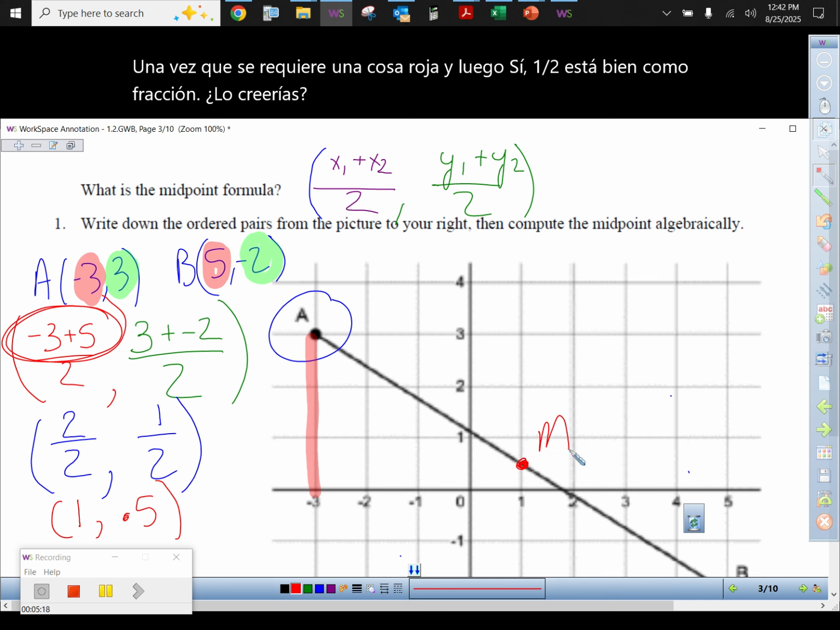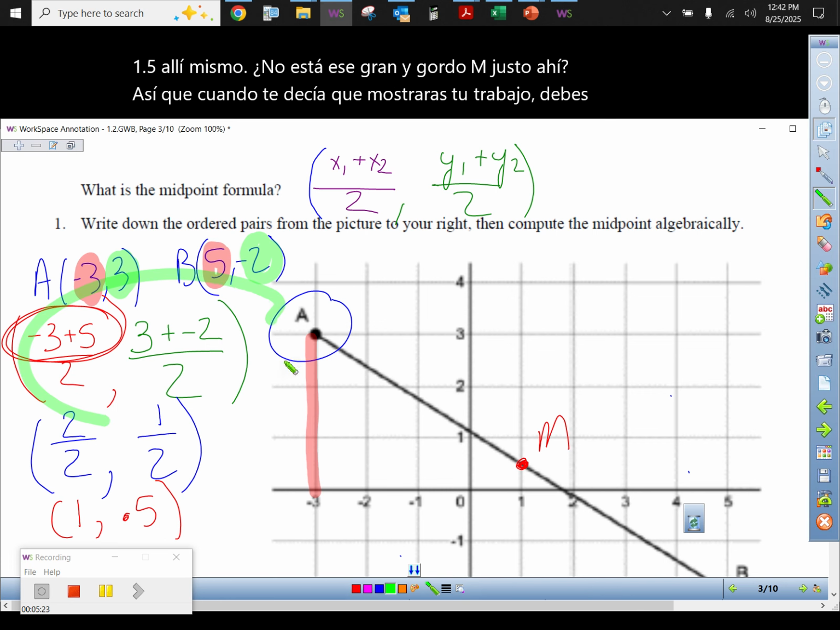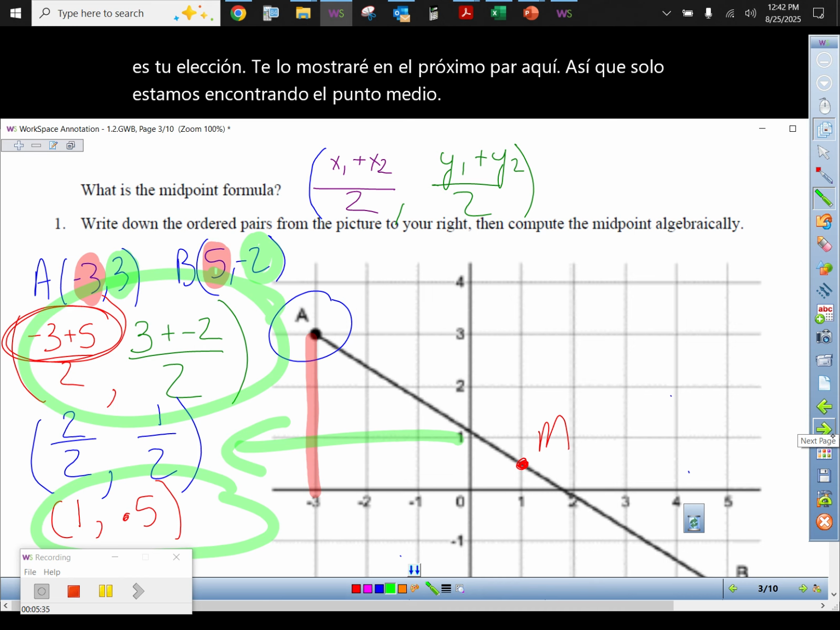So when I was telling you to show work, you must have this and you must have this. If you wanted to leave out that spot in the middle, that's your choice. I'll show you that on the next couple right here. So we're just finding the midpoint. How do you do it? Average. Add your x's, divide by 2. Add your y's, divide by 2.